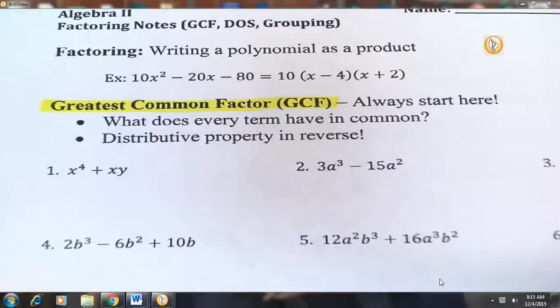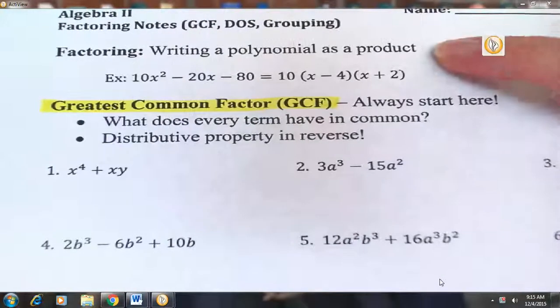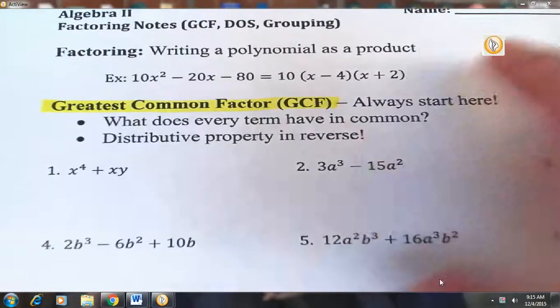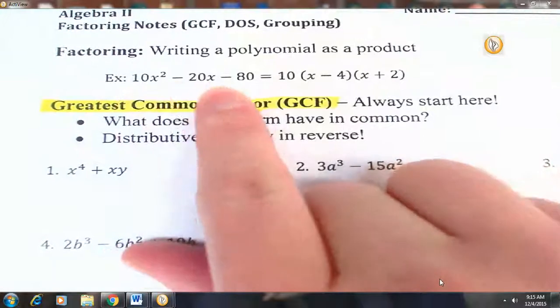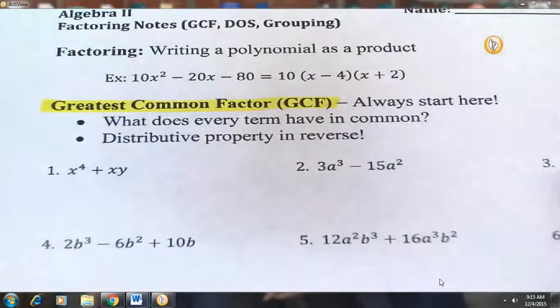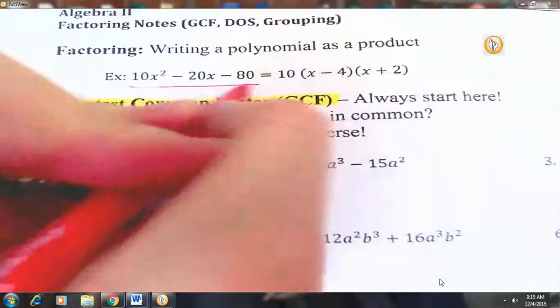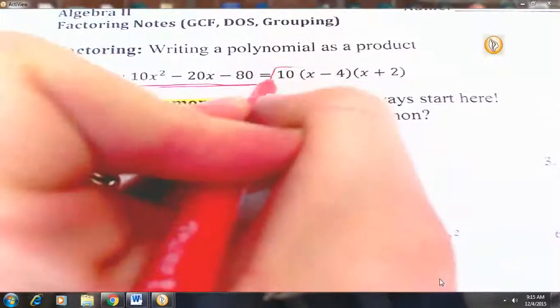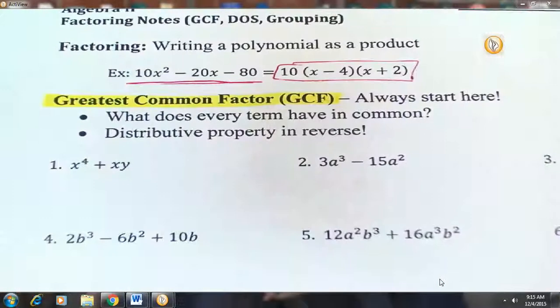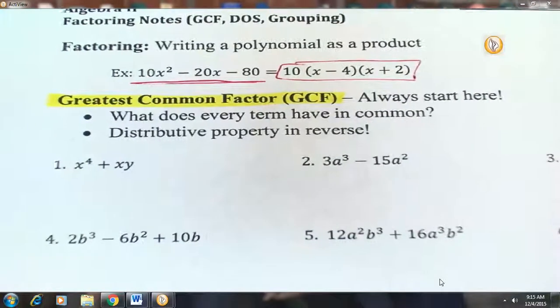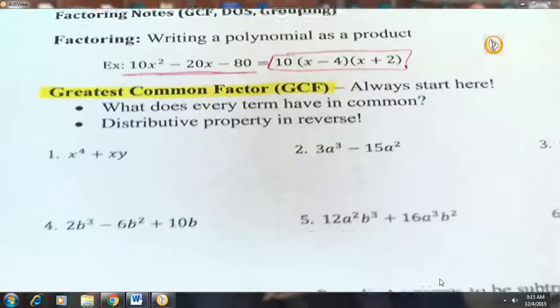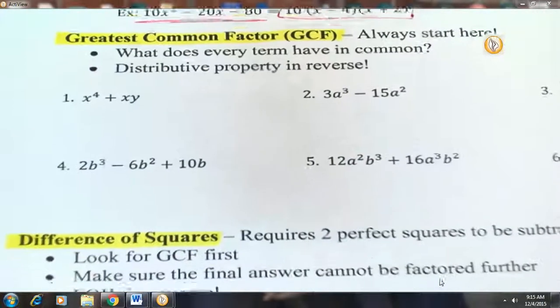When we talk about factoring, really we're wanting to write a polynomial as a product. So we might have some kind of polynomial that looks like this: 10x squared minus 20x minus 80. We're going to factor that, or write it as a product. Product means what? Multiplication. And there's lots of different factoring methods that we're going to try to learn. The first one being greatest common factor.